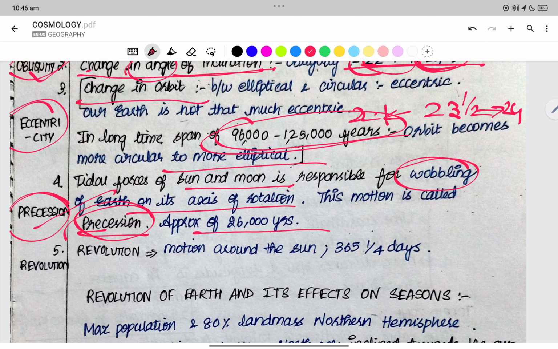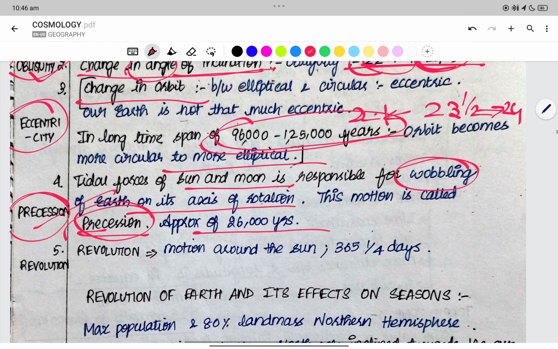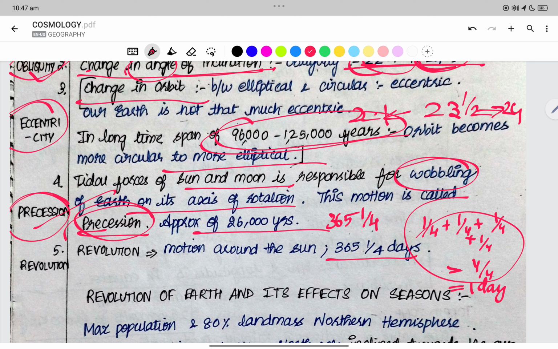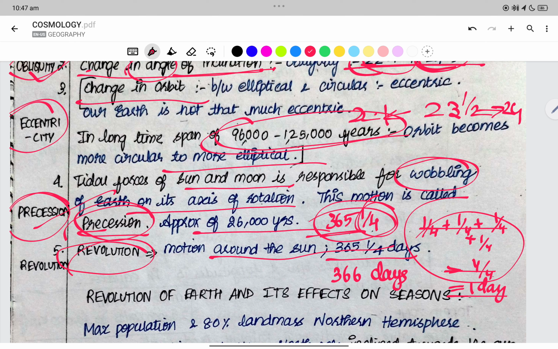Now we all know what revolution is. Revolution is the motion around the sun. This motion takes a time span of 365 and 1 by 4 days. So 1 by 4 plus 1 by 4 plus 1 by 4 plus 1 by 4 is equal to 4 by 4, which is 1 day. Therefore, once in every 4 years, a leap year, we have 366 days, with that 1 day added. So 365 and 1 by 4 days is the time taken for revolution around the sun.